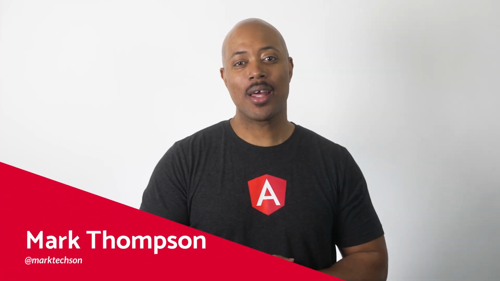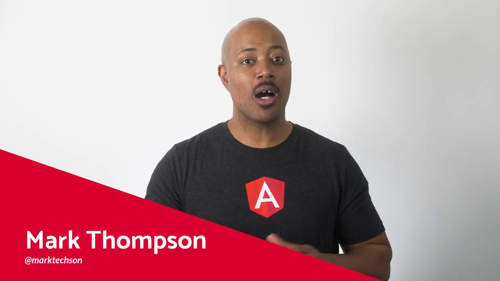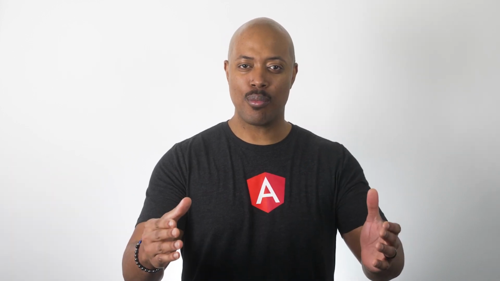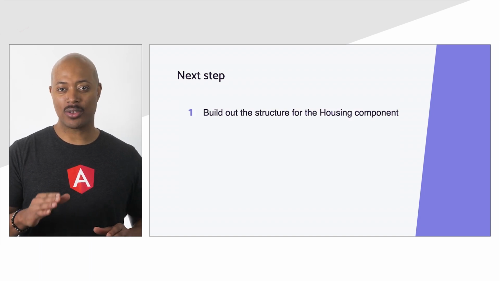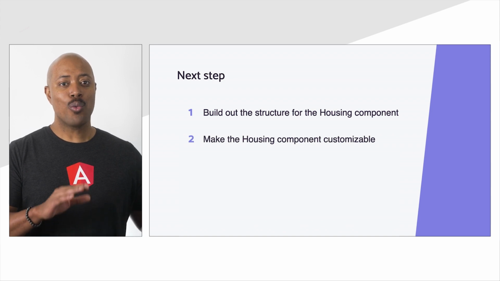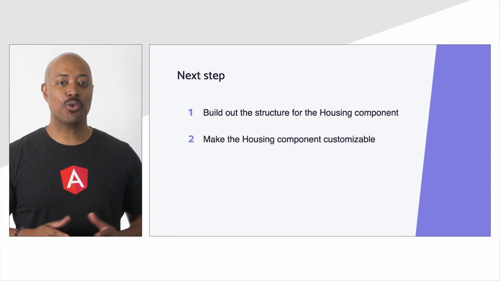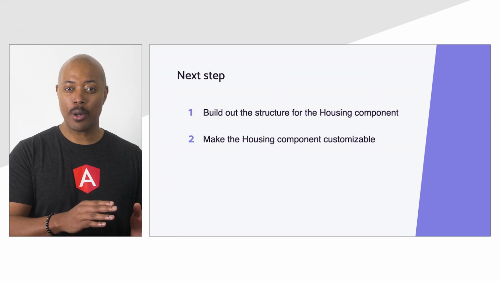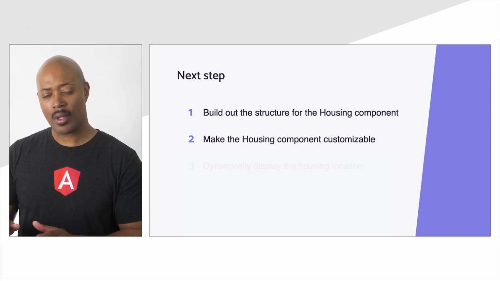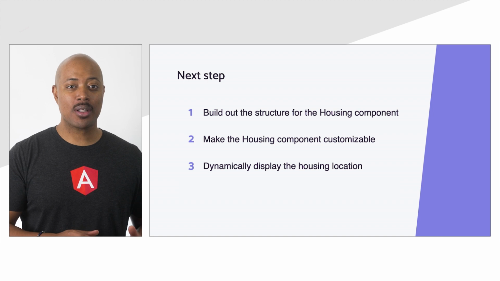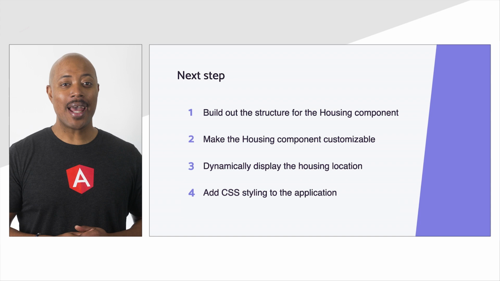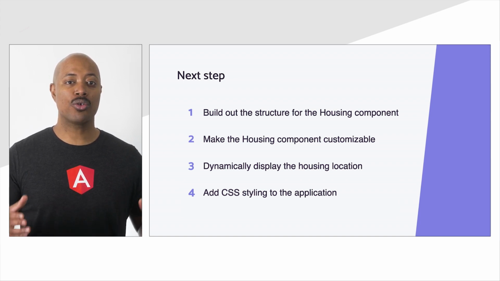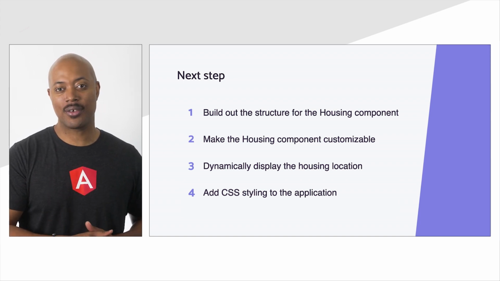Hey friends, welcome back. So far, we've built out the base structure of our application, but we need a few more things. One, we need to build out the structure for the housing component. Two, we need to make the component customizable so that we can dynamically create one component per housing location. Three, we need to dynamically display the housing locations. And finally, we need to add some styling to the application in order to make it render like the screenshots. We have some work to do, so let's get to it.